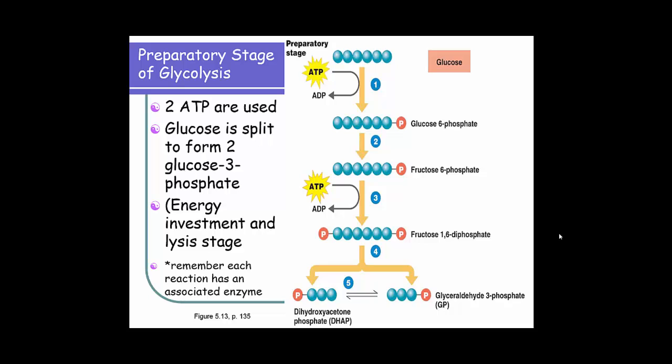Keep that in mind. This is the energy investment and lysis stage because fructose 1,6-diphosphate in step 4 will be split into 2 3-carbon products, glyceraldehyde 3-phosphate, G3P, and dihydroxyacetone phosphate. You'll notice in step 5 that there is an enzyme here, an isomerase, which converts the isomer DHAP to its mirror image of glyceraldehyde 3-phosphate. Therefore, for each glucose that enters glycolysis, you wind up with 2 glyceraldehyde 3-phosphates at the end of this investment stage.